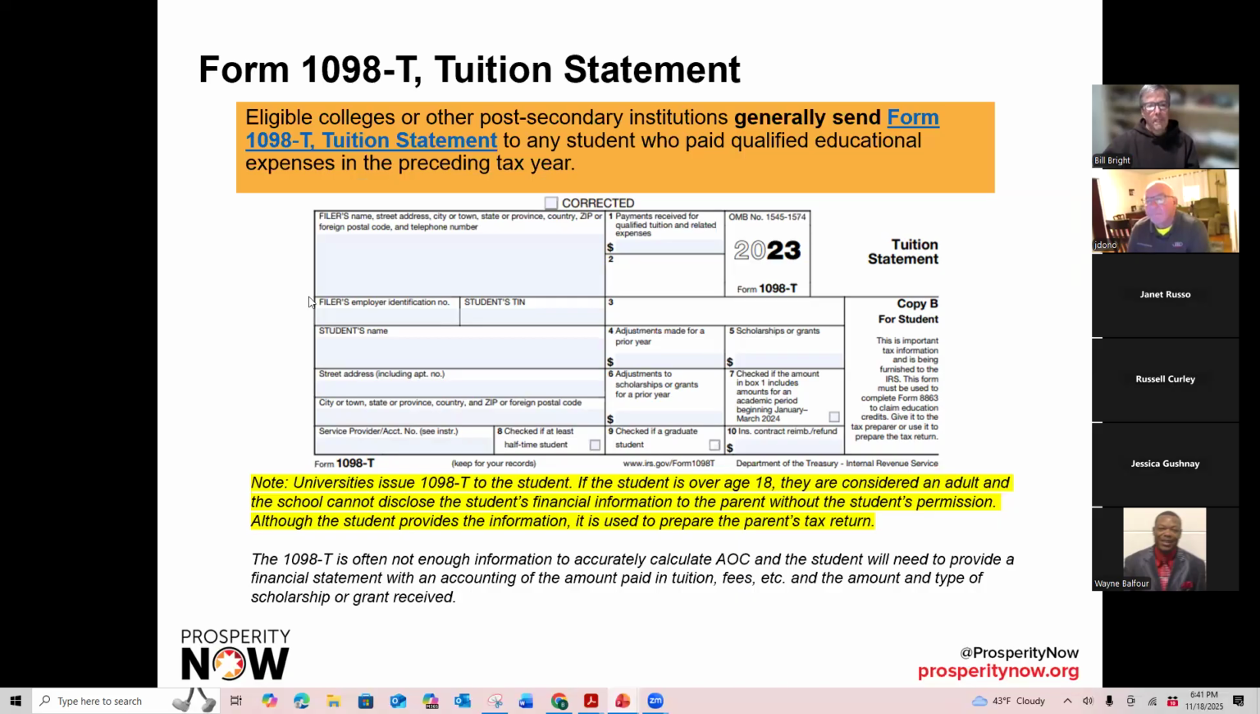So this is what the 1098T looks like. They'll have the school name here, their EIN. Box one is the payments received for qualified tuition and related expenses, and box five is the scholarships or grants.